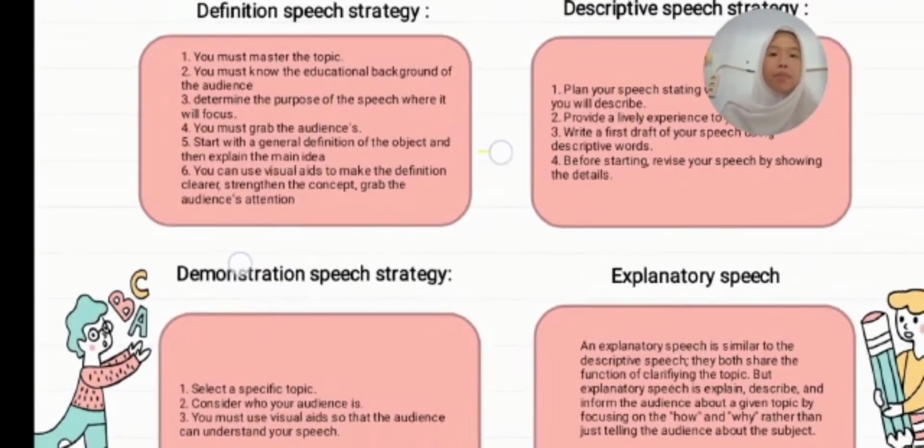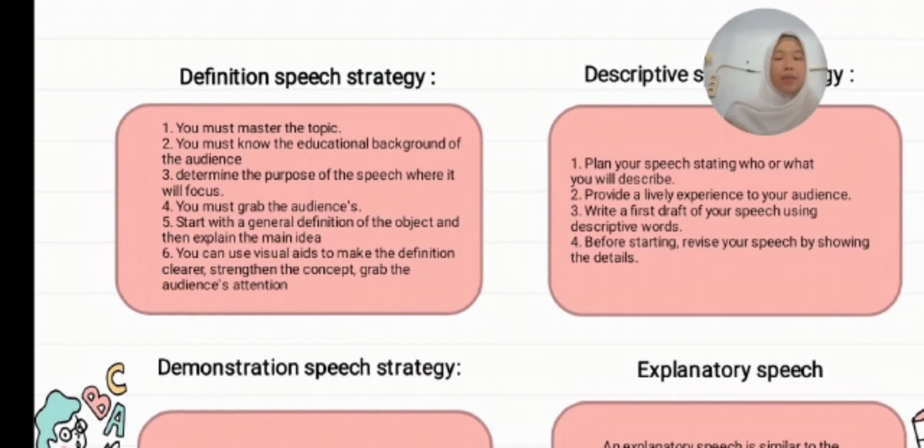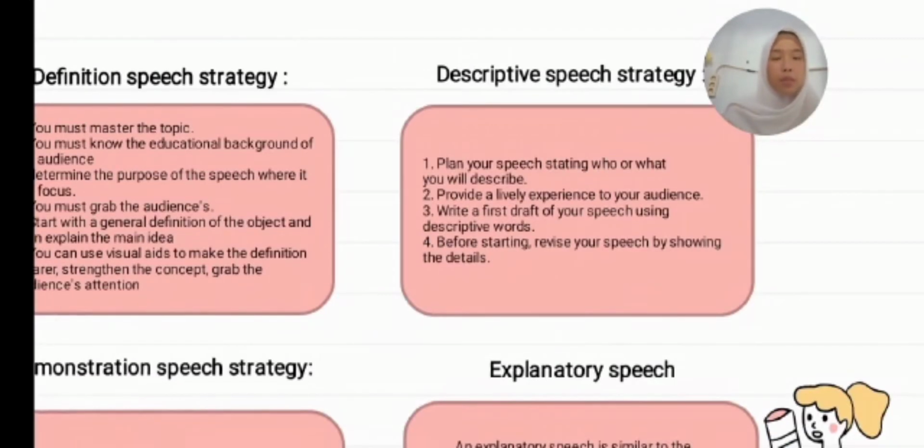Speech strategy. Definition speech strategy. There are 6 points. First, you must master the topic. Second, you must know the educational background of the audience. Third, determine the purpose of the speech, where it will focus. Fourth, you must grab the audience. Fifth, start with a general definition of the object and then explain the main idea. And the last one, you can use visual aids to make the definition clearer, strengthen the concept, and grab the audience's attention. Next, descriptive speech strategy.